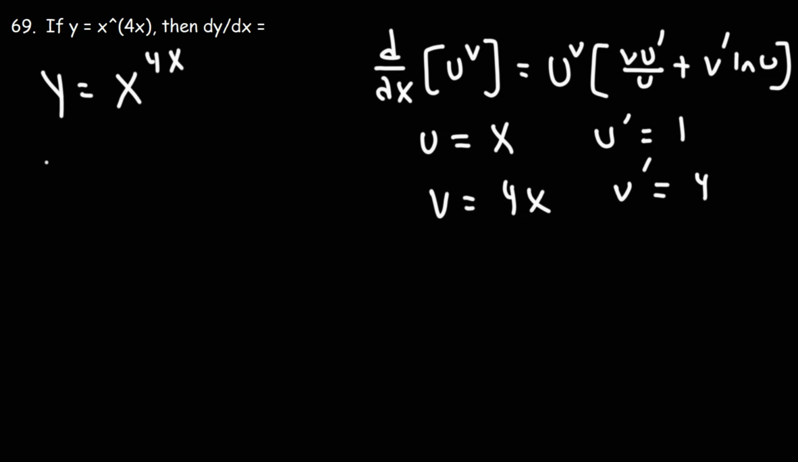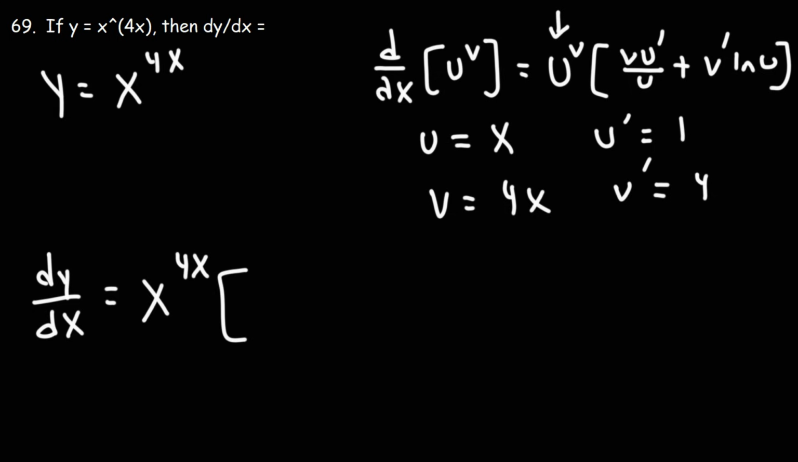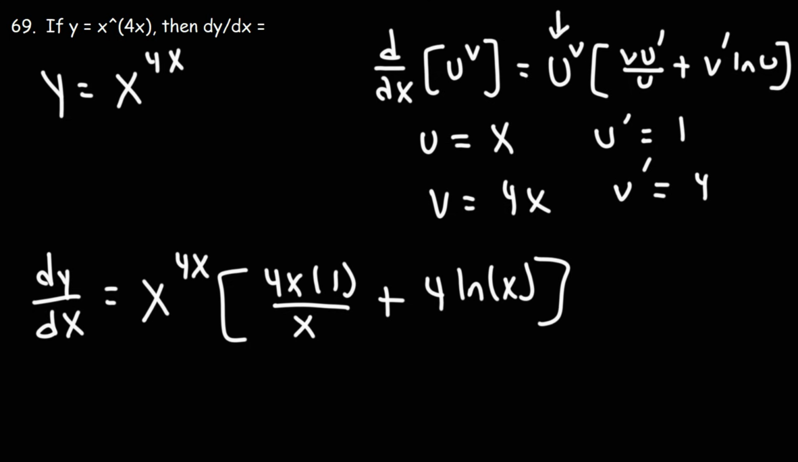So using that formula, we'll have dy over dx is equal to u raised to the v, so x raised to the 4x, and then times (v u prime over u, plus v prime ln u). V is 4x, u prime is 1, over u, which is x, plus v prime, that's 4, and then ln u or ln x. Now let's simplify. We could cancel an x, and so we have dy over dx.